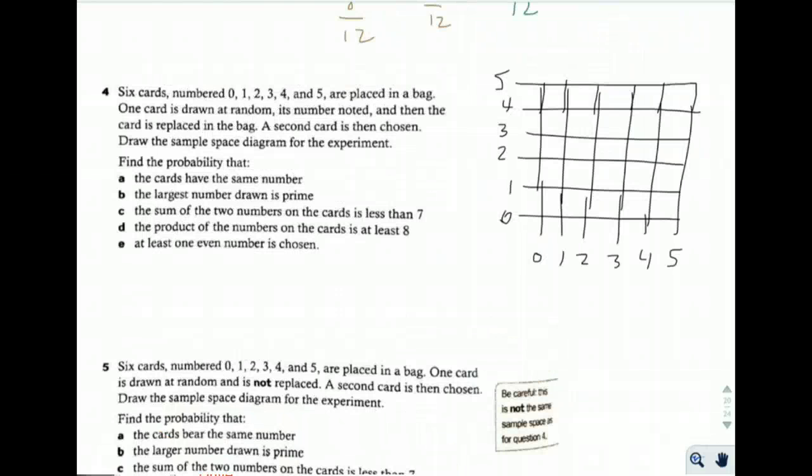2 more. 6 cards numbered 0, 1, 2, 3, 4, 5 are placed in a bag. 1 card is drawn at random. Its number noted. Then the card is replaced. A second card is then chosen. Draw a sample space diagram for this experiment. So here's the sample space diagram. Find the probability that the cards have the same number.